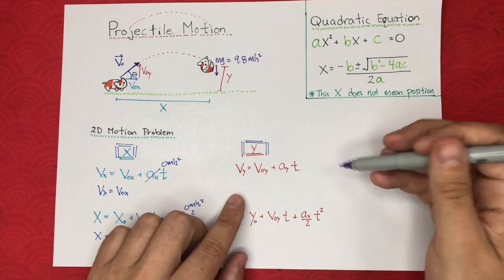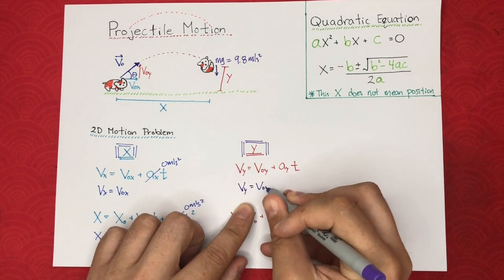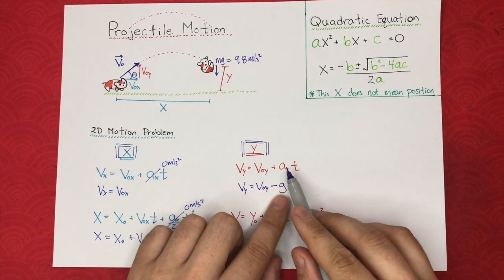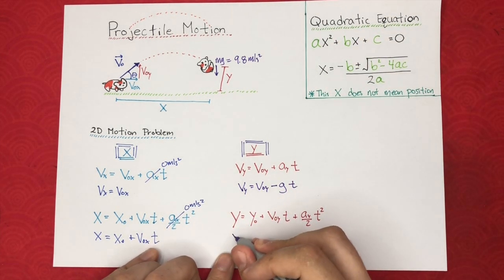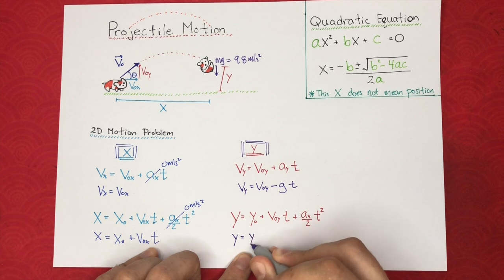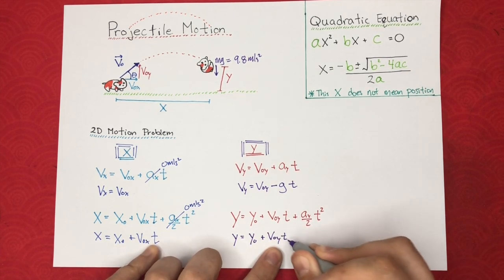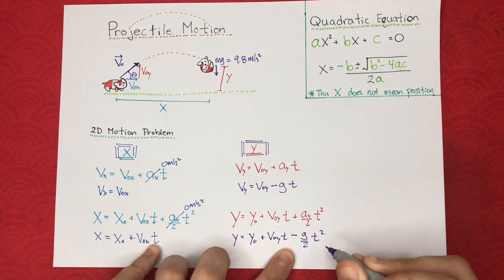So how can we change these equations over here? We now have Vy is equal to V0y minus g times the time. Remember, the minus sign comes from the downward direction. And this position equation down here, the y position is going to be the starting position plus the initial y velocity times time minus g divided by 2 times t squared.